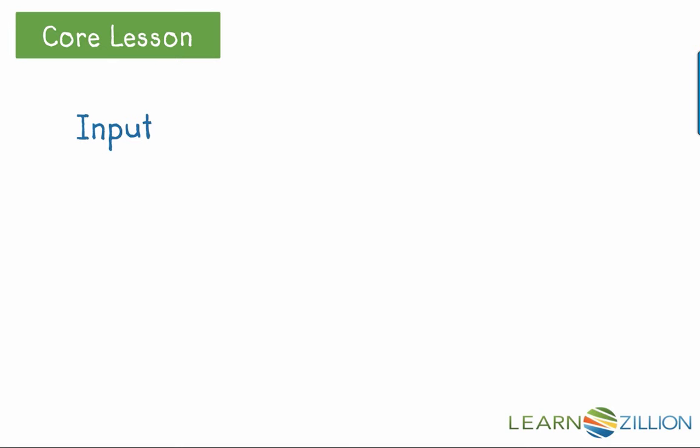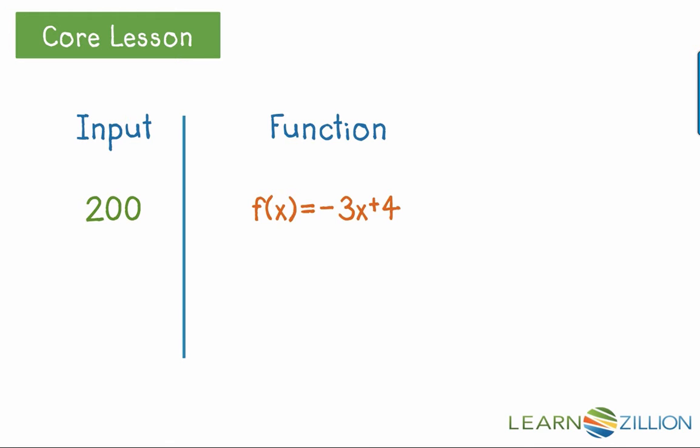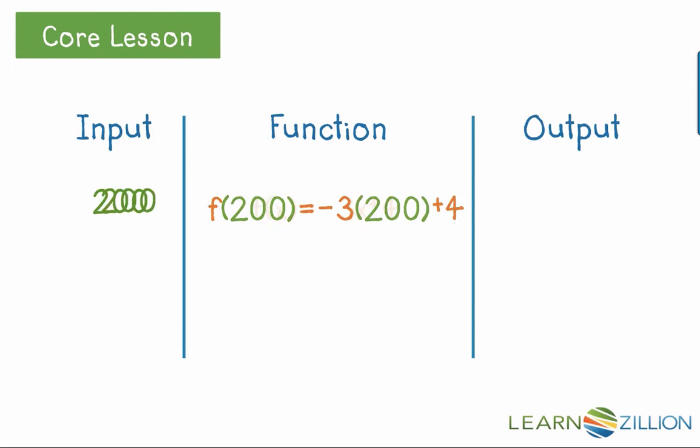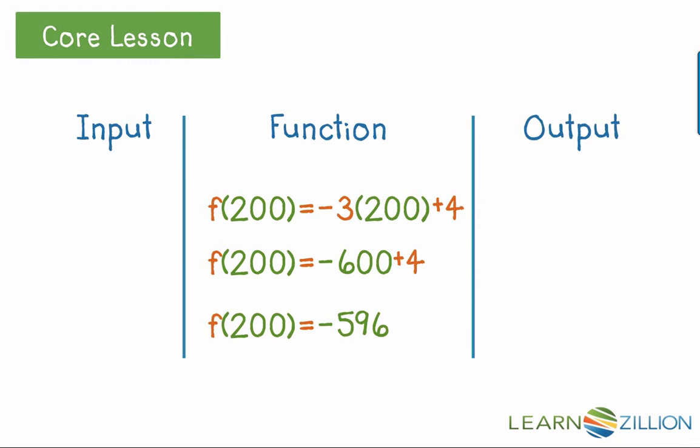We'll start by looking at a function whose input is 200, and the function we'll use will be f of x equals negative 3x plus 4. We will use this input value with this function to determine my output value. So what we do is we take our input and replace both x's with 200. And then we simplify. Negative 3 times 200 is negative 600, and negative 600 plus 4 is negative 596. You'll notice that I don't simplify anything on the left because f of 200 is just my output. So now we can see that my output, f of 200, is negative 596.